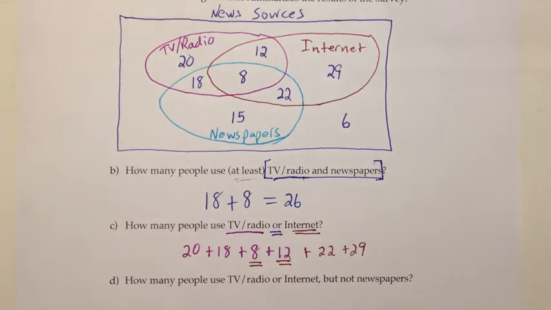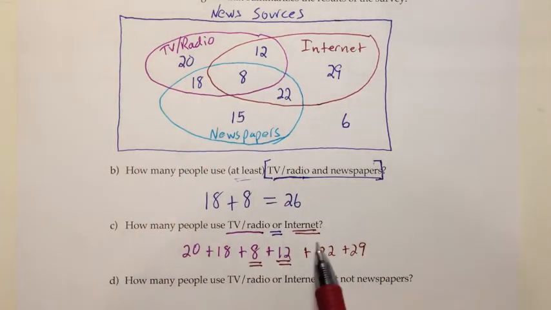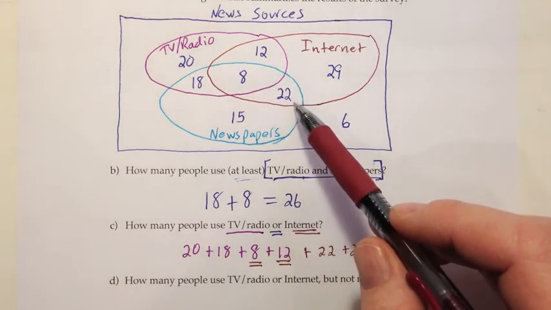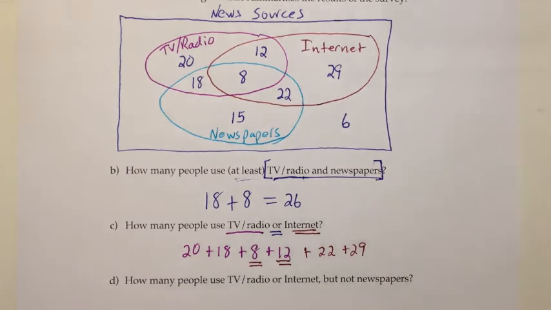So when you're asked an or question, what you want to do is count all of the first, and then anything additional you pick up from the second one. So I counted all 4 of the different numbers I found inside the purple for TV, radio, and then I moved on to internet, and I already had those 2, so I didn't count them again, but I counted anything that was new, which was the 22 and the 29. And now it's just a matter of figuring out what that total is.